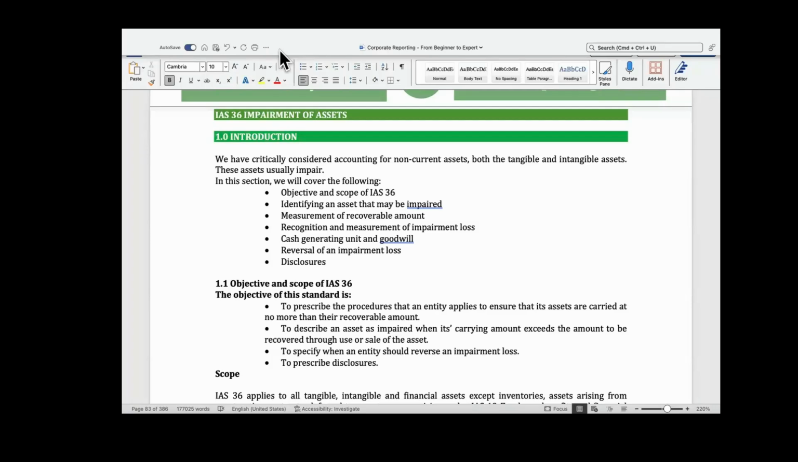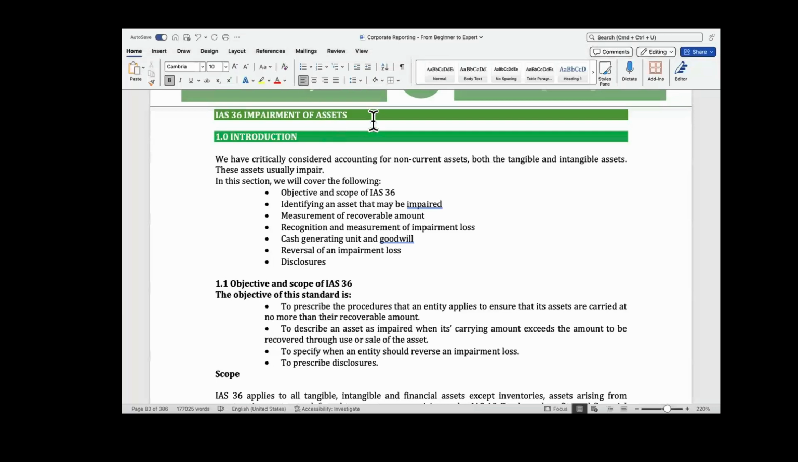Okay, so today, the topic we have in front of us is IAS 36 on impairment of assets. That's the topic we want to look at.